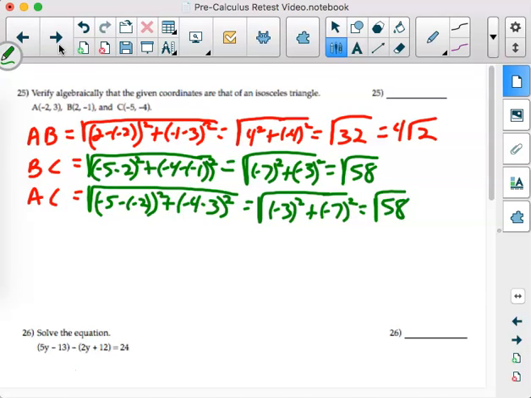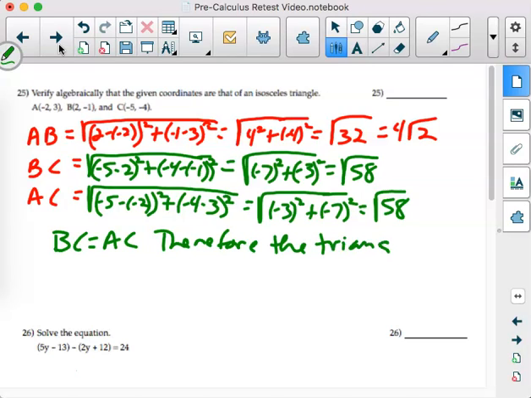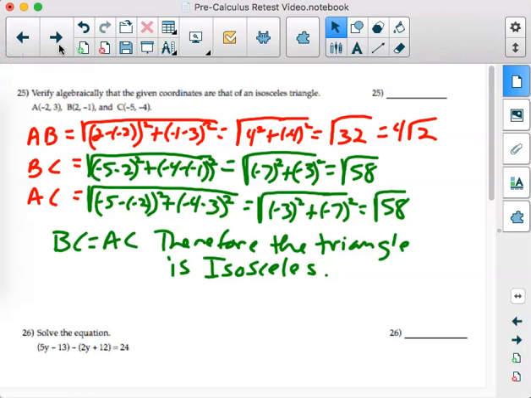Now, I have not yet verified that that's isosceles, because nowhere have I put down what I needed to see for this to be isosceles. BC equals AC. Therefore, the triangle is isosceles. That's what an isosceles triangle has. Two sides that are the same length. So that's it. You don't use the Pythagorean theorem. You don't do anything else fancy. You just say, hey, two of these side lengths were the same. Done.